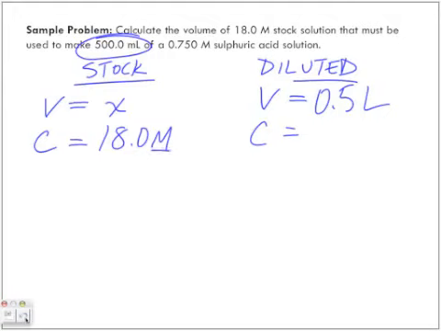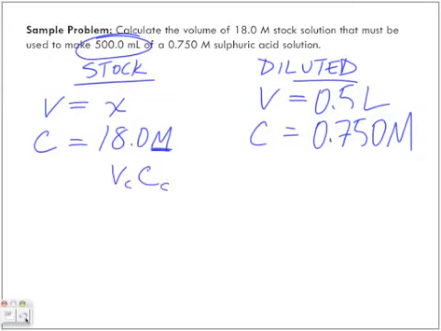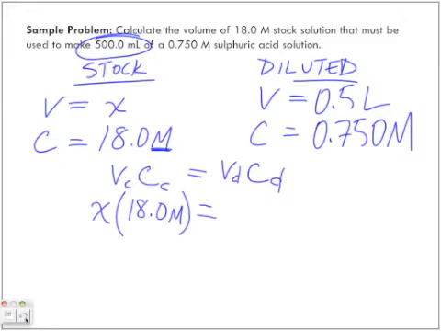Because remember, if we're using moles per liter, we want to make sure our units are also in the same way. So our concentration, we have 0.750 moles per liter. So we have our volume times our concentration of our stock solution equals our volume and concentration of our diluted.